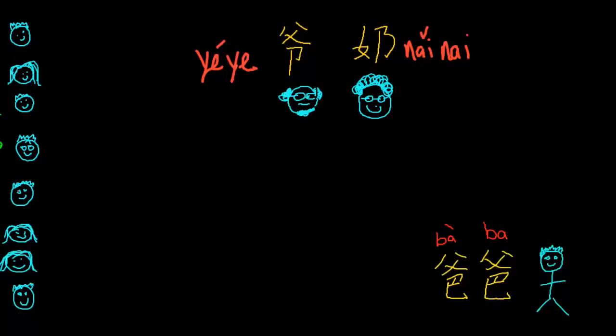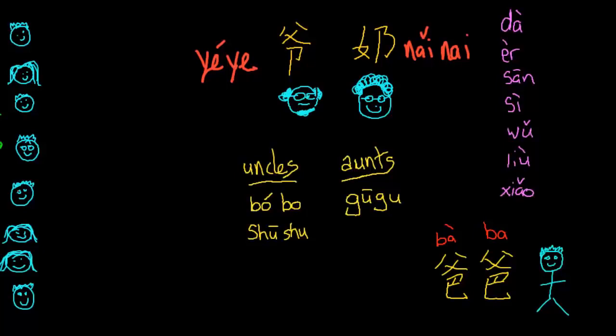There's a couple terms that we need to know before we can talk about the aunts and uncles on this side of the family and what we should call them. 好的. Now here are the terms we're going to use for our uncles. 伯伯 and 叔叔. Now 伯伯 is going to be used for uncles that are older than your father, and 叔叔 is for uncles that are younger than your father. 姑姑 is the term that's used for aunts on your father's side of the family.